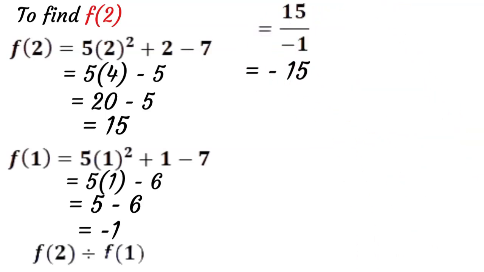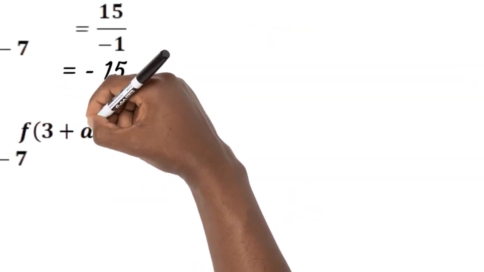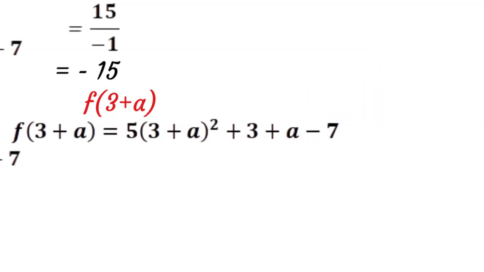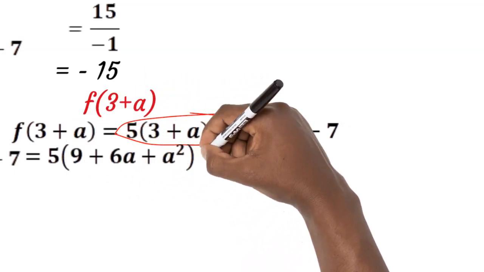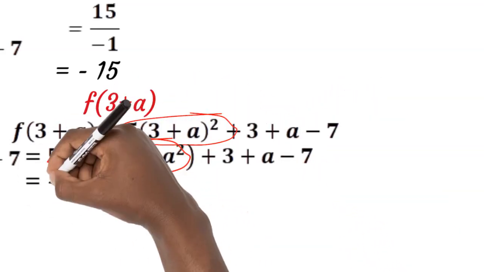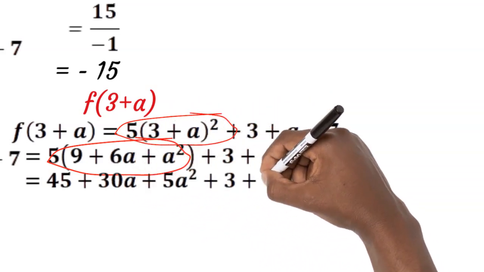And the second one is f of 3 plus a. Then we have to replace x with 3 plus a. So when you see x, you put 3 plus a from this equation here. So that will be 5 into 3 plus a squared plus 3 plus a minus 7. Now expanding this, we have 5 into 9 plus 6a plus a squared plus 3 plus a minus 7. Now clearing the bracket here, we have 45 plus 30a plus 5a squared plus 3 plus a minus 7.